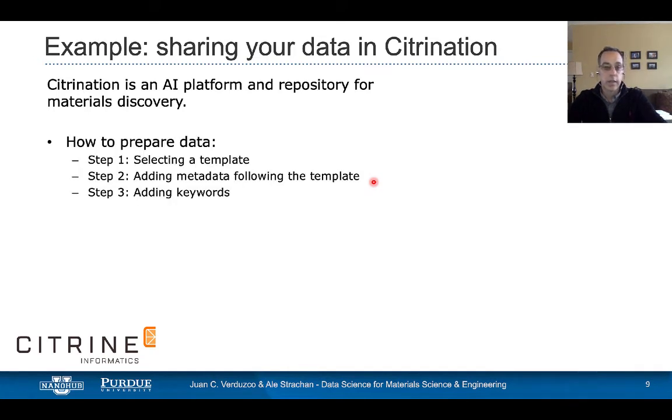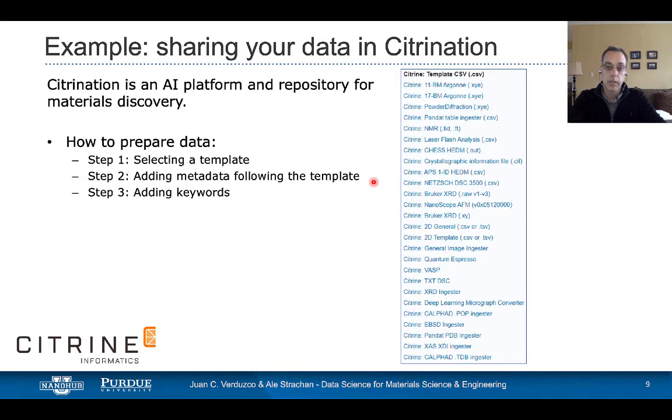And the steps to contribute your own data to Citrination are really simple. You start by selecting a template depending on the data that you have. So if you have NMR data, or maybe crystallographic data, there are more general data formats like a CSV, comma-separated values input. There's Quantum Espresso or VASP. These are electronic structure calculation codes.